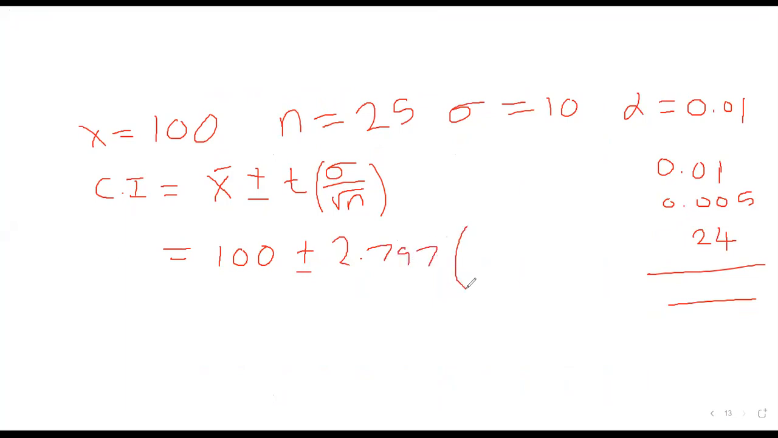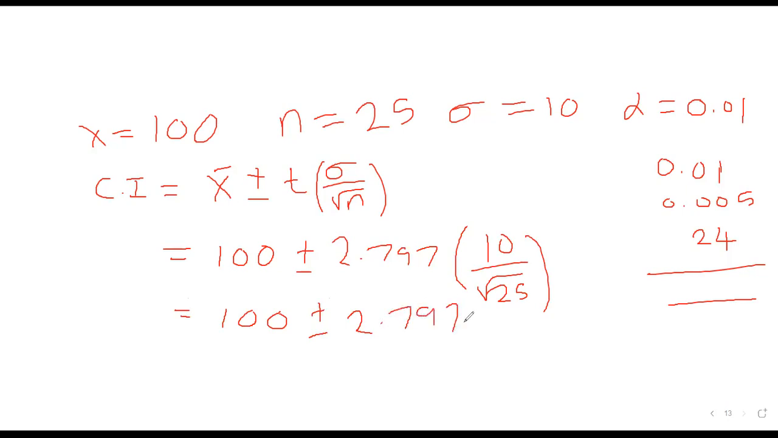All right, then our standard deviation here is 10 over square root of what? 25. Square root of 25 is 5. 10 over 5 is 2. So here we're going to have 2.797 times 2. So our margin of error becomes what? Multiply this by 2. What are we getting?